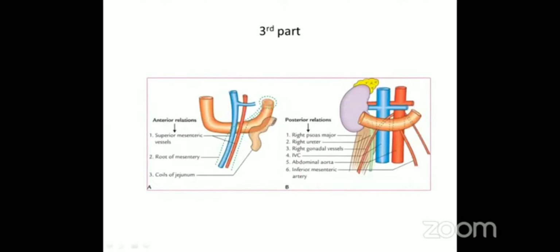This is a very, very important relation. It is crossed by this dotted line, that is nothing but the root of mesentery, which is crossing it along with the superior mesenteric vessels, root of mesentery and superior mesenteric vessels. While posteriorly, again the posterior abdominal wall muscle, that is the right psoas major, then there is the right ureter and the other branches from the aorta like the gonadal vessels.